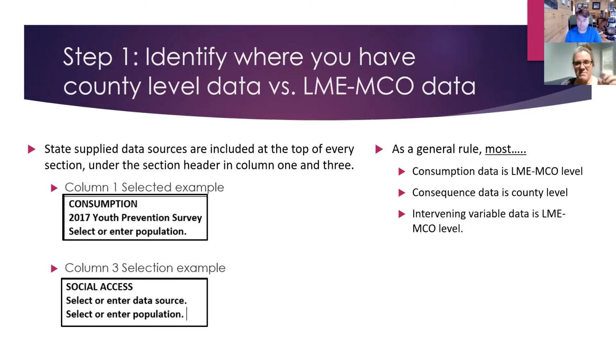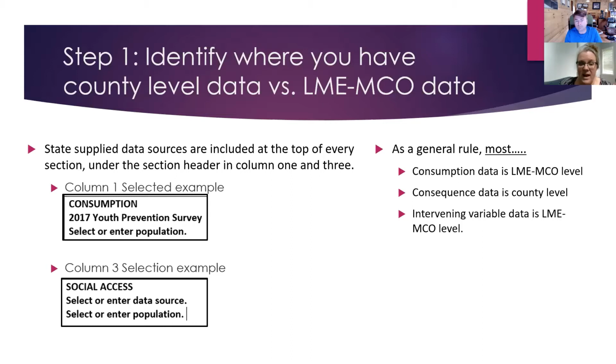So it's at the top of the consumption data, how much people are using substances, the consequence data, what kind of negative effects are they seeing? Often those are emergency department visits, deaths, those kinds of things. And then intervening variables is in column 3, and those are those things that look at what's contributing to these problems in our community. So some people might call those the root causes, is a very common thing to call those.